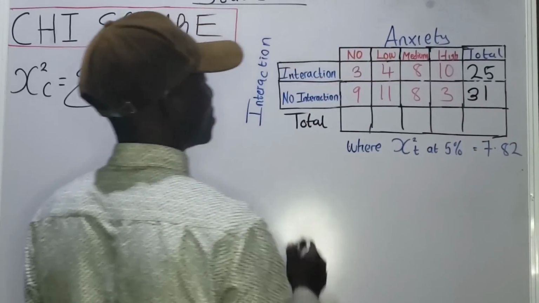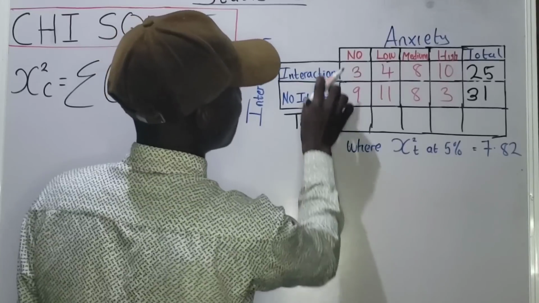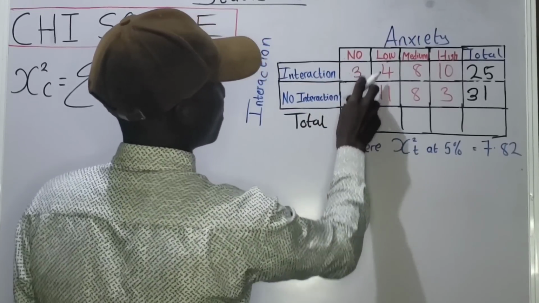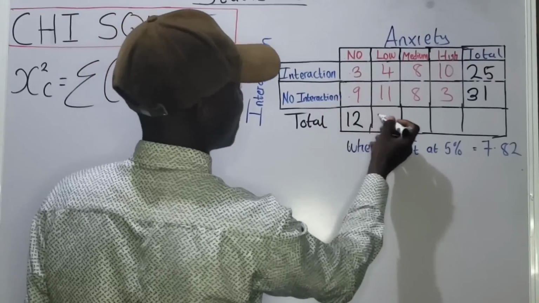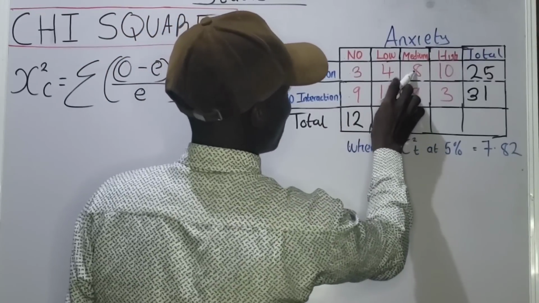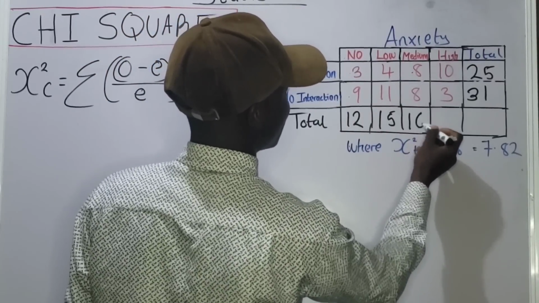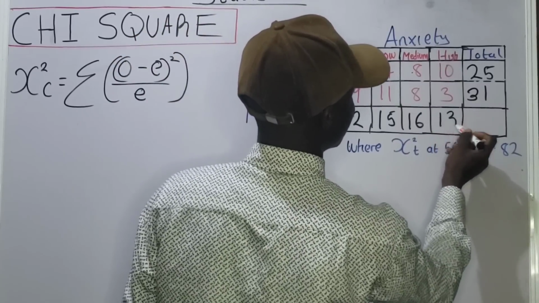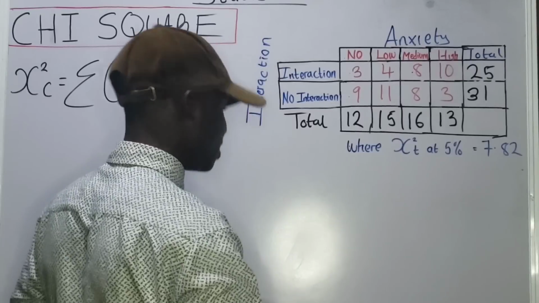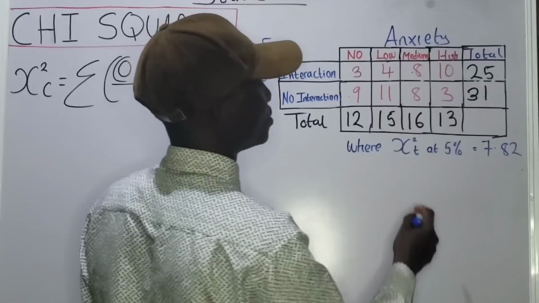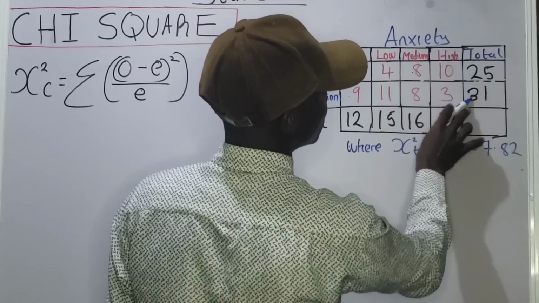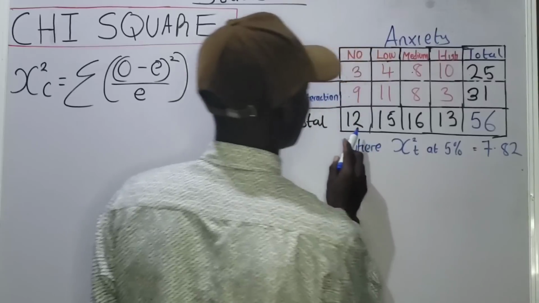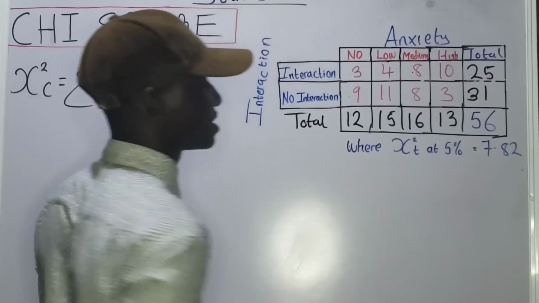Do you understand? Okay, for the column, we have no. 3 plus 9, that is what? That is 12. Now for the low, we have 4 plus 11, that is 15. And for this, we have 8 plus 8, that is 16. And 10 plus 3, that is 13. Now, having taken the total of the row and the column, add 25 plus 31, that is 56. And if you sum this together, 12 plus 15 plus 16 plus 13, you are still going to have 56.